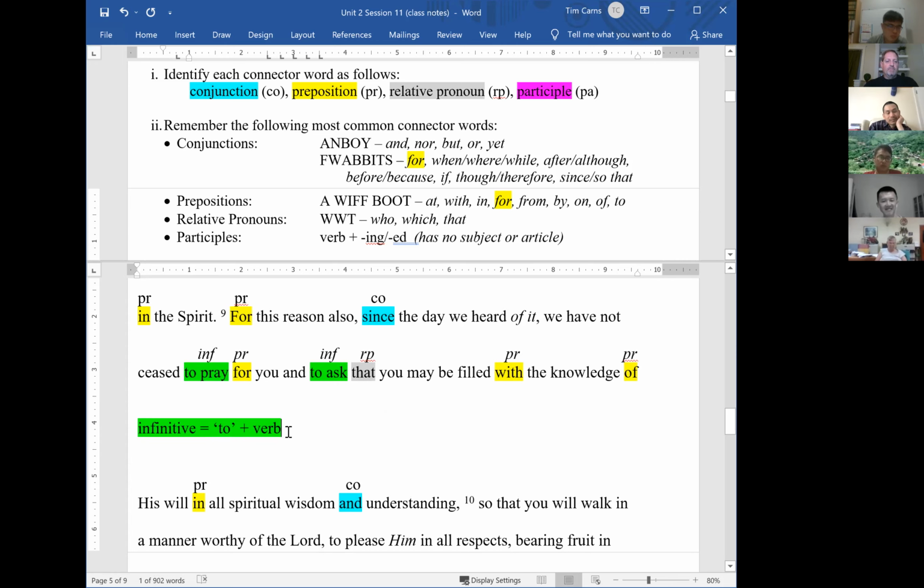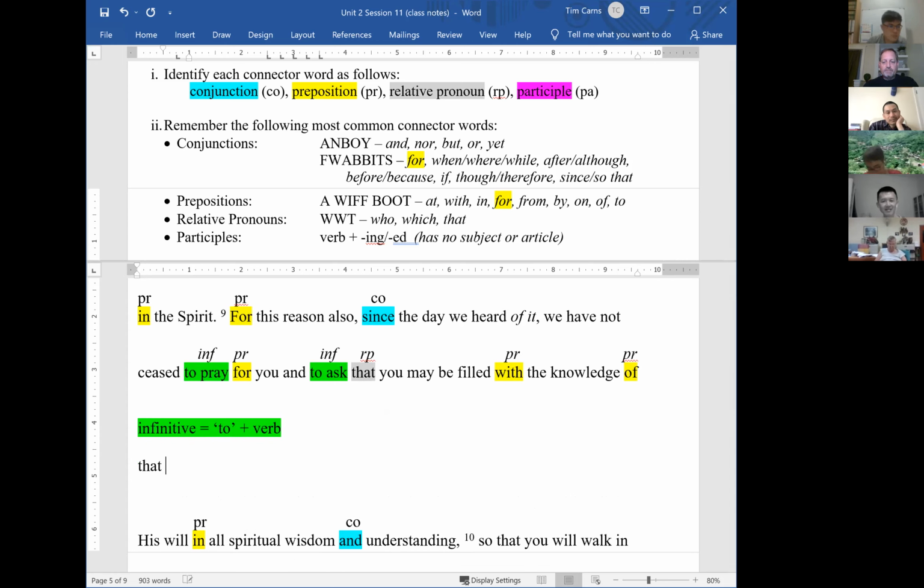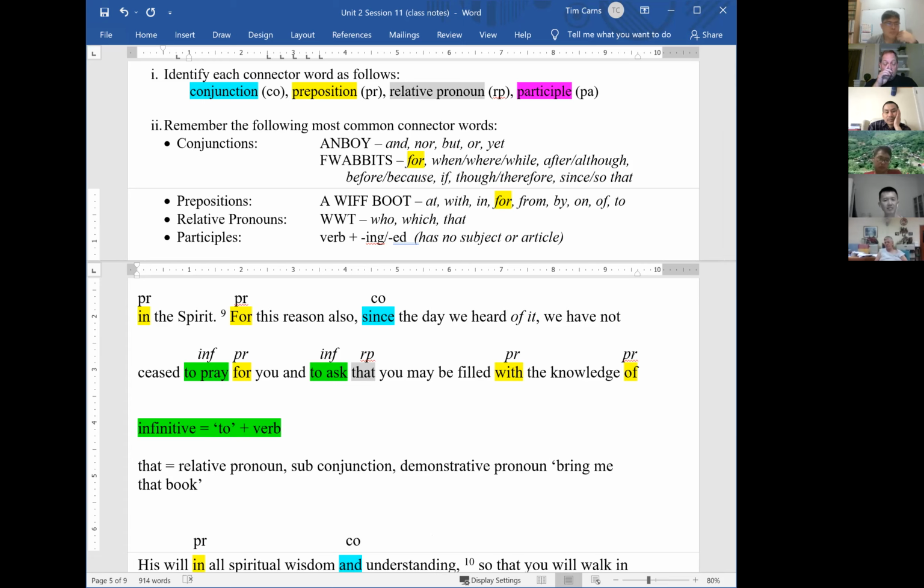As I mentioned before, sometimes the word that has different ways that it functions. It can be a relative pronoun. It can also be a subordinating conjunction. It can function like a demonstrative pronoun. Bring me that book. Or it can introduce a direct object. And that comes with, like, I said that you could come.